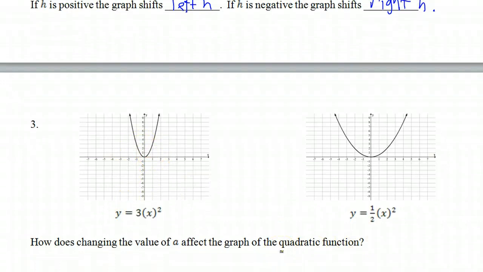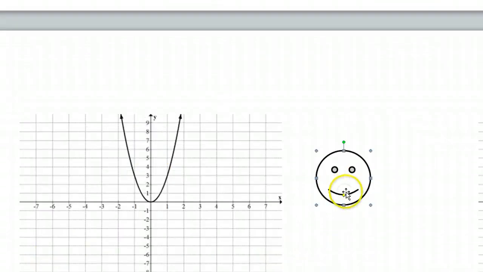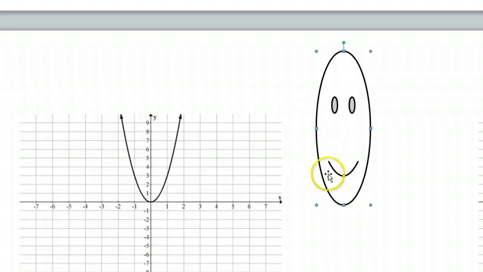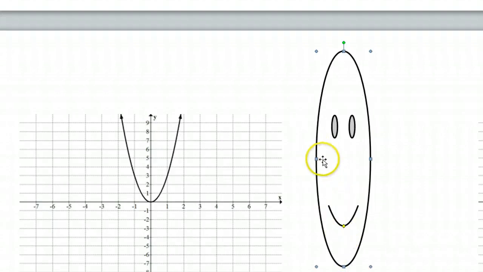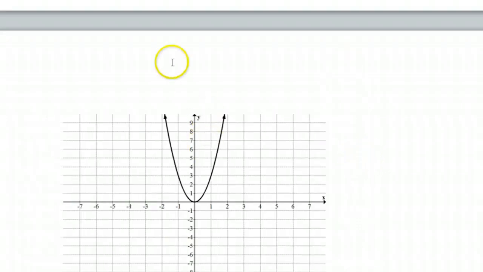What I need you to visualize is something made of rubber. Imagine this happy face is made out of rubber. If I were to take it and stretch it vertically like this, now it's going to look like this happy face is narrower. The reality is it hasn't gotten any more narrow than it was before. It's just that it's being stretched out, so that makes it look skinnier than it was. That's exactly what's happening to our good friend the parabola.